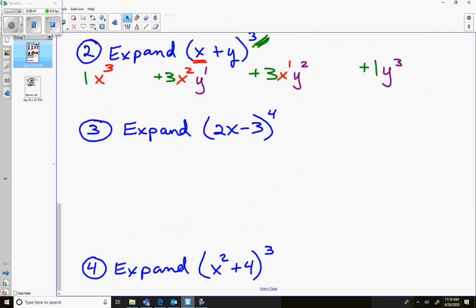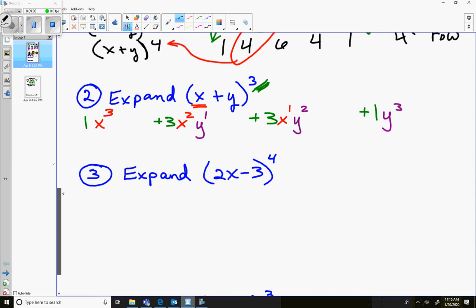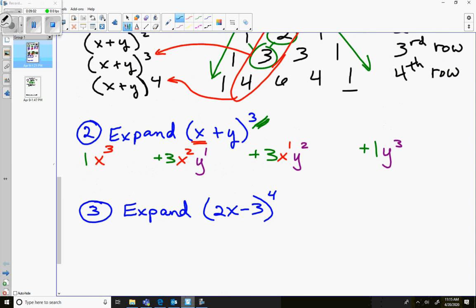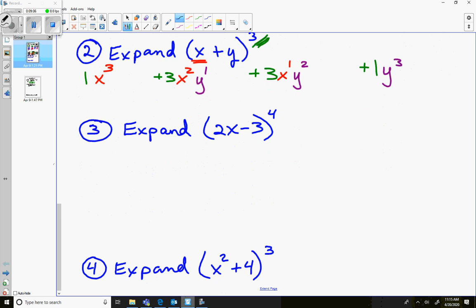Next, 2x minus 3 to the 4th power. Same idea, but there's a little bit more stuff involved. It's going to get a little bit more complicated. Now, because the exponent is 4, we're going to use the part of Pascal's triangle where the second number was a 4. So in this case, my coefficients are going to be 1, 4, 6, 4, 1.